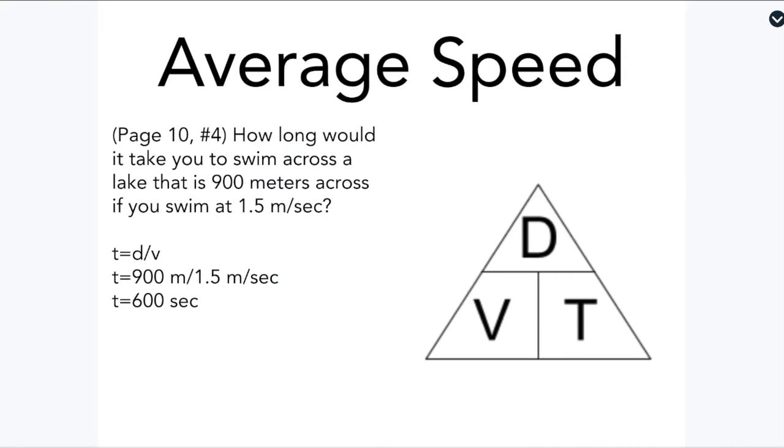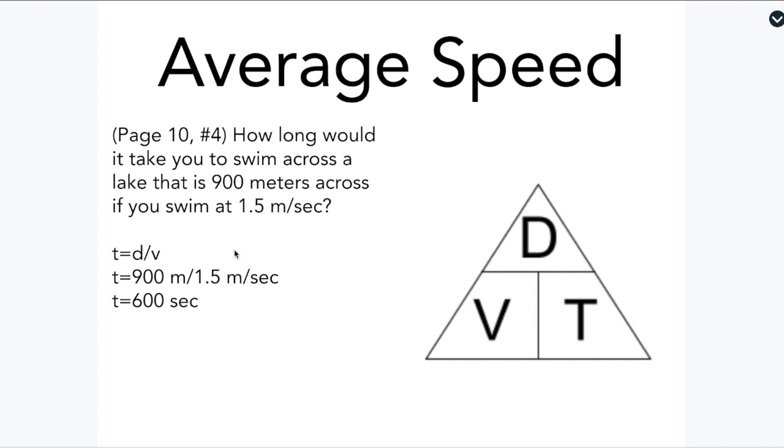All right, problem number 4. How long would it take you to swim across a lake that is 900 meters across if you swim at 1.5 meters per second? All right, so we are solving for time. How long would it take? So we're going to cover up the t in our formula triangle, and that leaves us with distance and velocity. So we're going to do d over v. T equals d over v. The distance is 900 meters. The velocity is 1.5 meters per second. And we're going to do the math. 900 divided by 1.5 is 600.